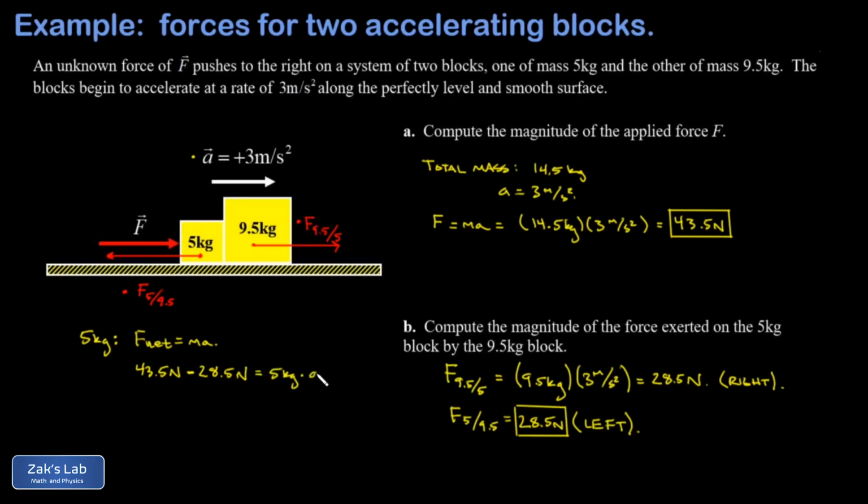And what we're trying to do here is solve for a and just verify it gives us the right number. So I do the subtraction on the left, and then I divide by 5 kilograms. And the acceleration does come out to 3 meters per second squared. And now we're confident our answer was correct.